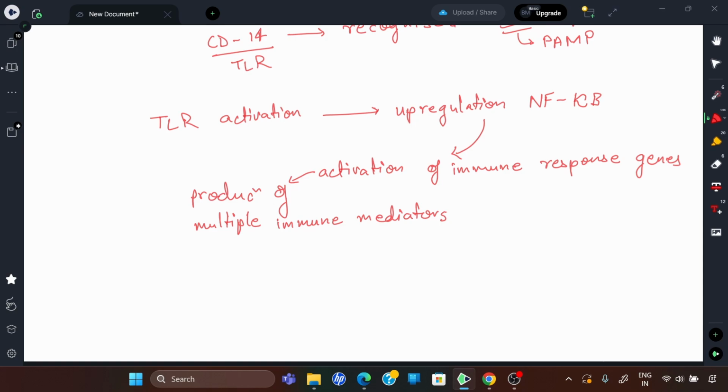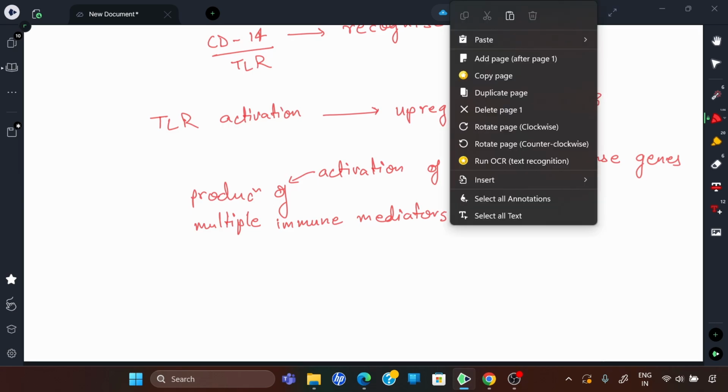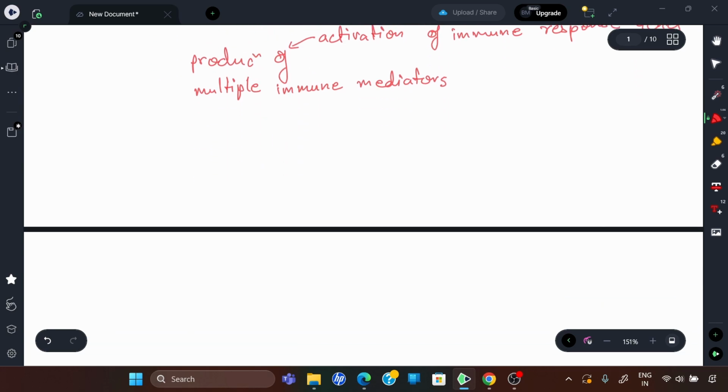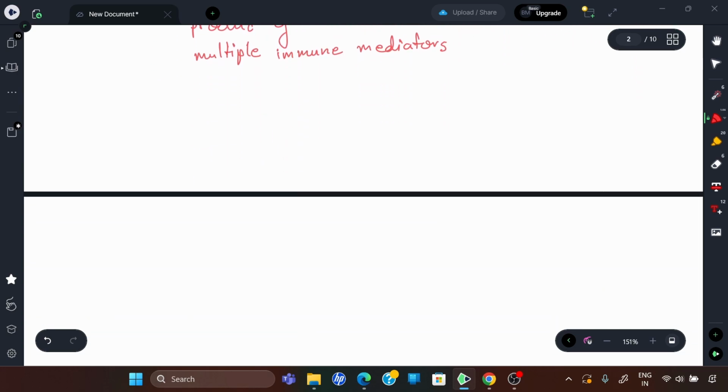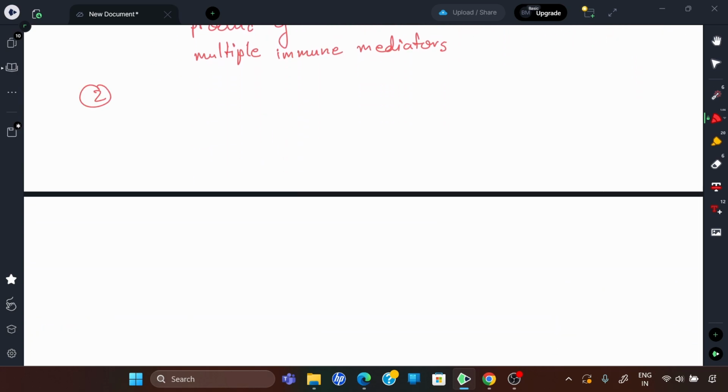Now one more important fact is that TLR is also present on the cells of adaptive immunity, right? The cells of adaptive immunity are lymphocytes, right? So TLRs are also present on the cells of adaptive immunity, and hence they also mediate chronic inflammation. So this is one important point to know. Now we will be moving to the second mediator, and the second mediator is arachidonic acid and its metabolites, right?